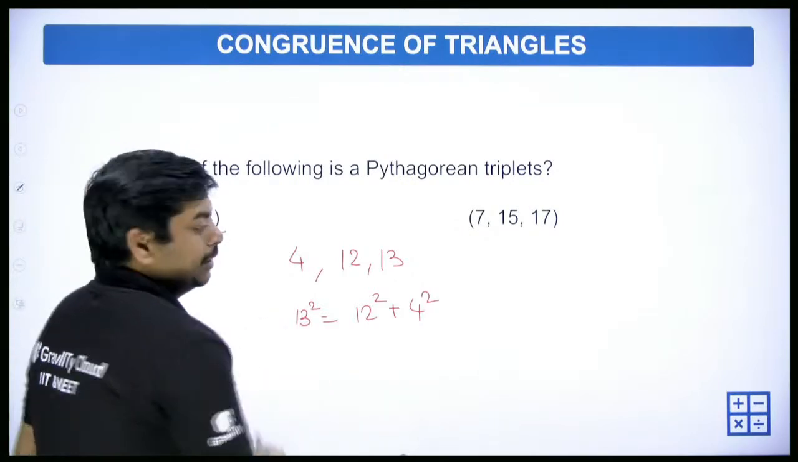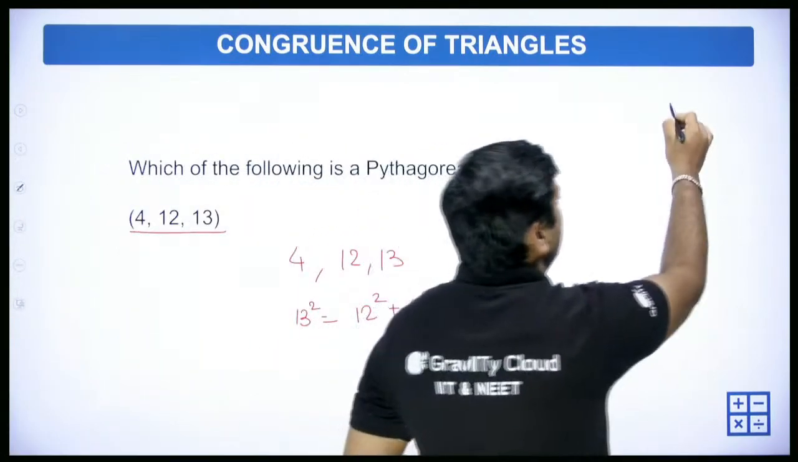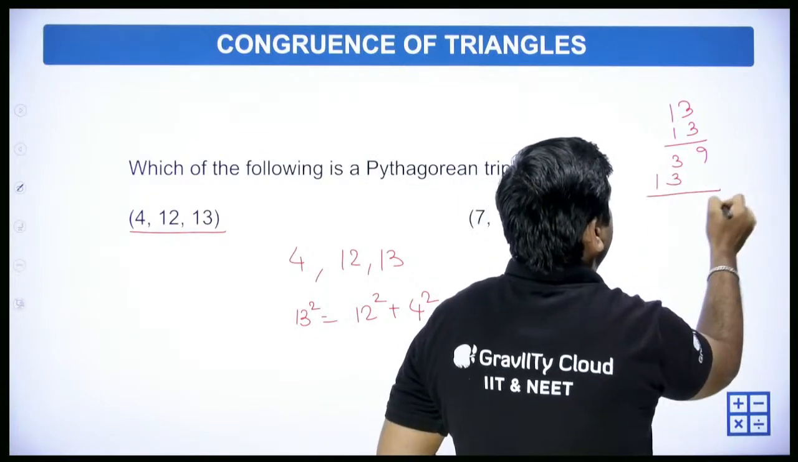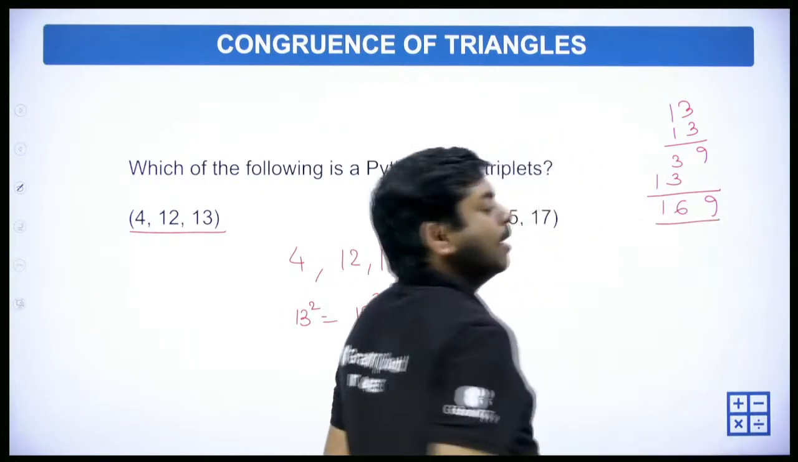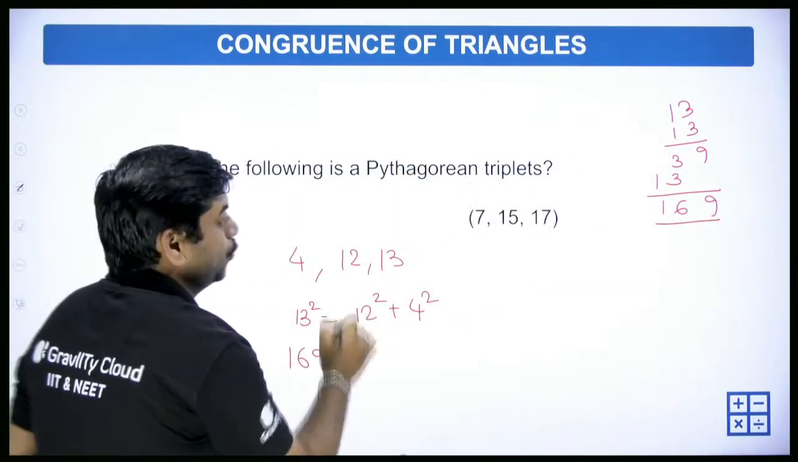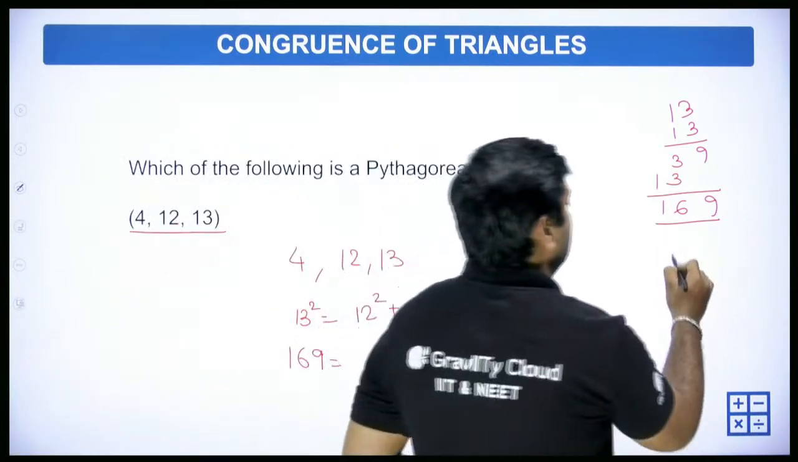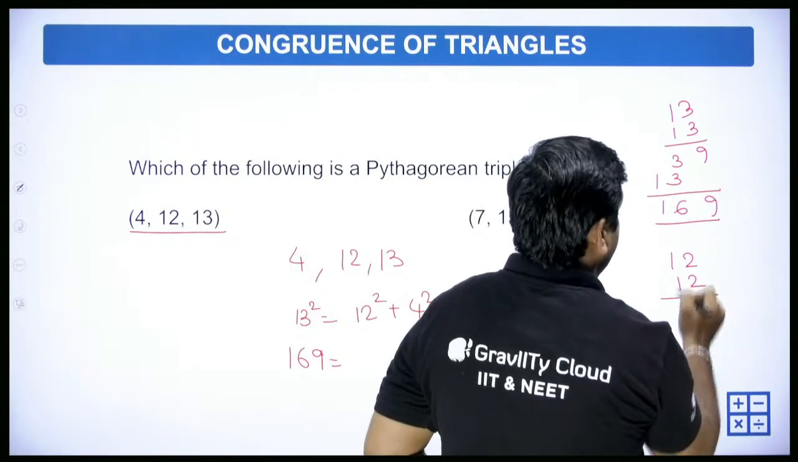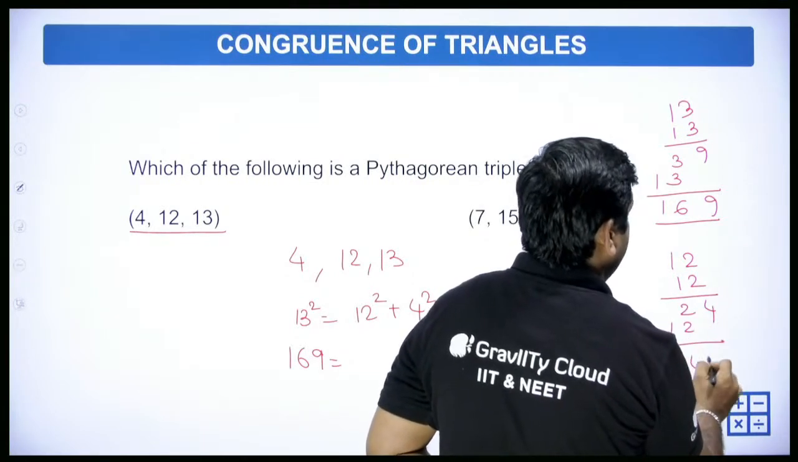13 square, let me calculate 13 into 13. 9, 6, 1. So that becomes 169, which should be equal to 12 square. 12 square, 12 into 12, so 144.